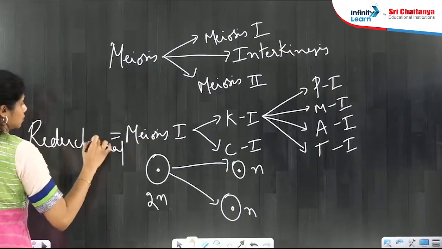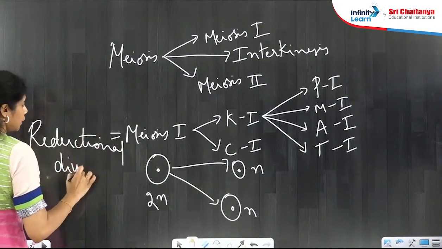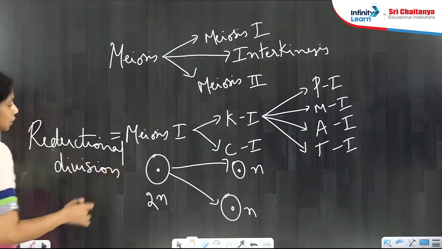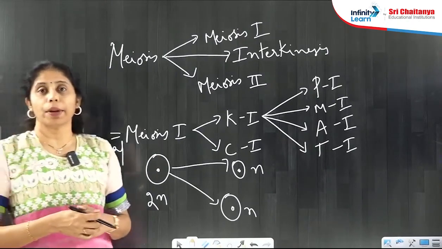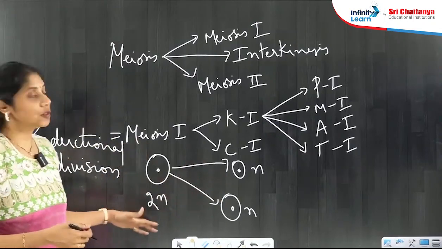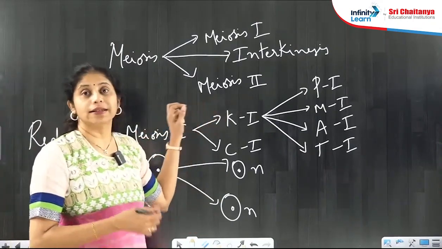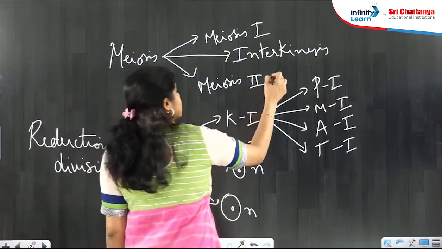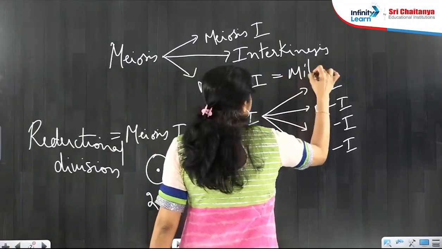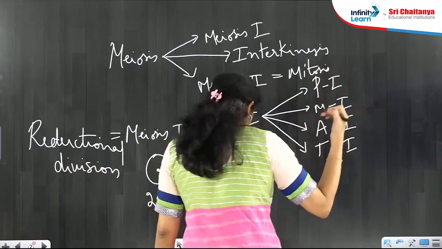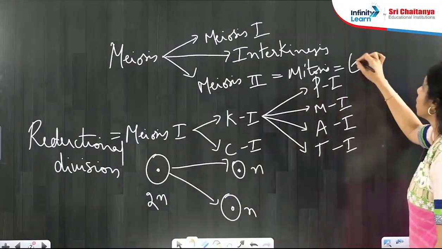That is the reason why meiosis 1 is called reductional division. Though I have given the nickname of meiosis as reductional division, the actual reduction happens in meiosis 1. Whereas meiosis 2 is exactly similar to mitosis, which is always the equational division. So it is also called equational division.